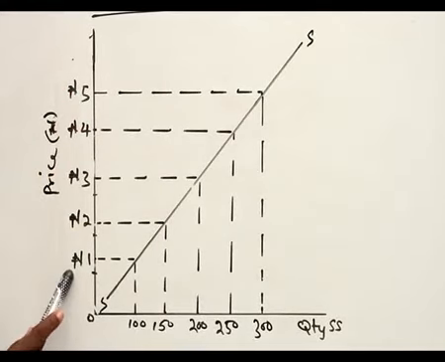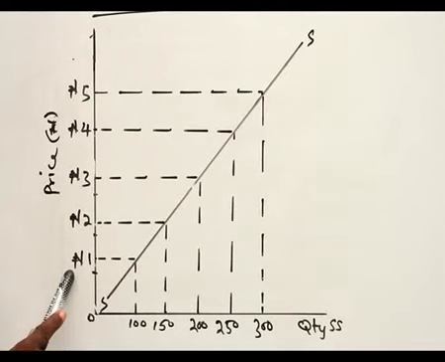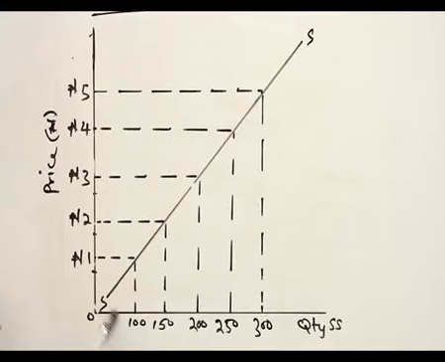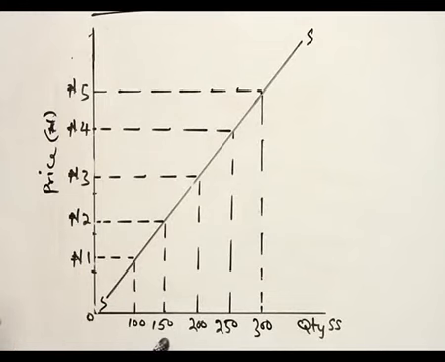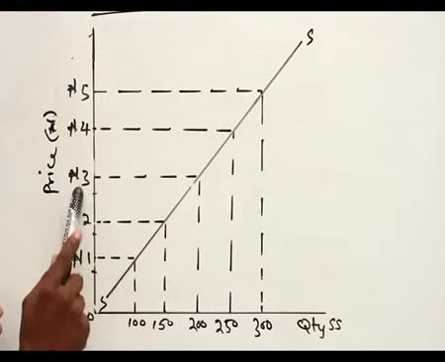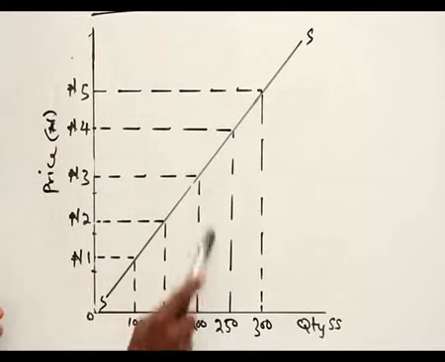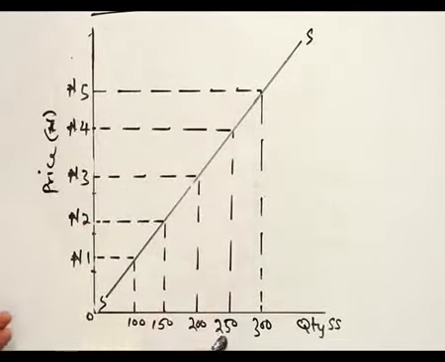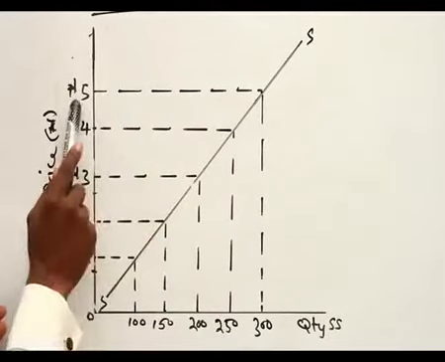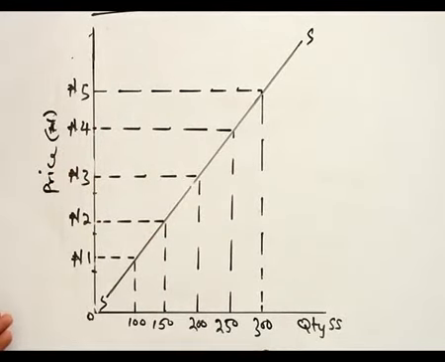When the price is 1 naira, from the supply schedule, we have the quantity supplied to be 100. So this is what the diagram is trying to tell us. When the price is 2 naira, the quantity supplied is 150. When the price is 3 naira, the quantity supplied is 200. When the price is 4 naira, the quantity supplied is 250. At 5 naira, the quantity supplied is 300.